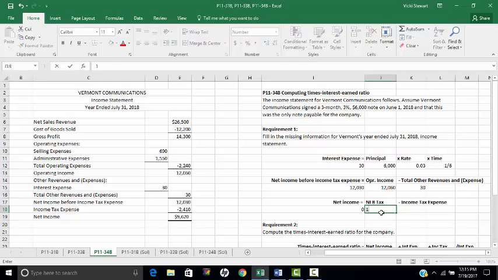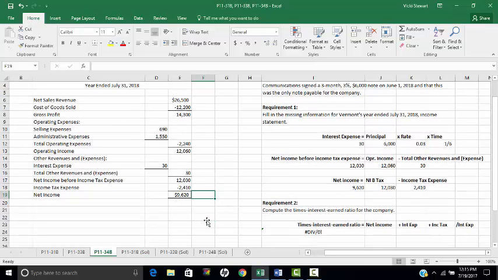So we have $12,030 net income before tax, income tax expense of $2410, and that gives us $9,620 in net income, and the spreadsheet has also calculated that amount. So now we have all the information that we need to compute the times interest earned ratio for the company.